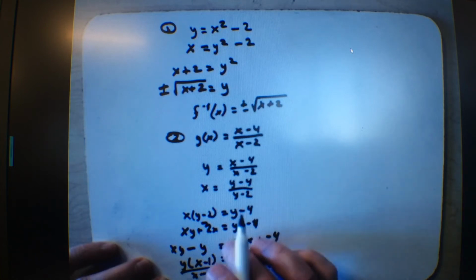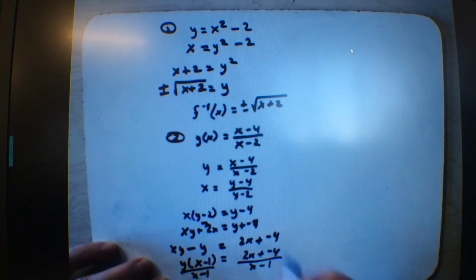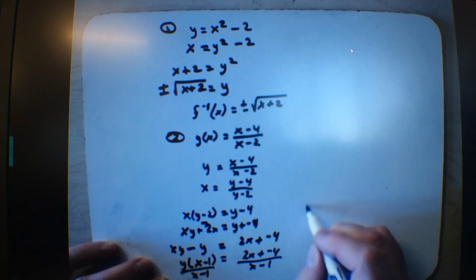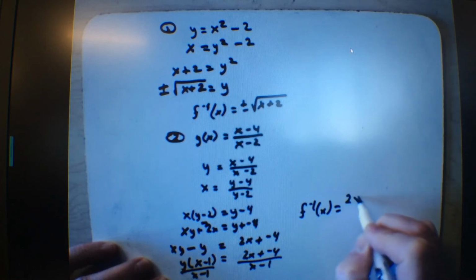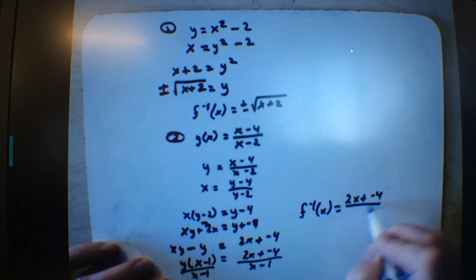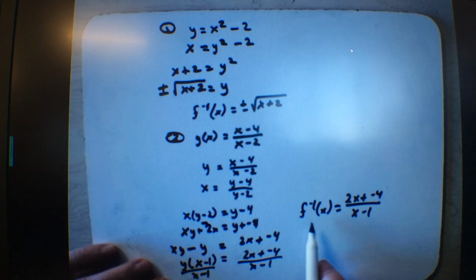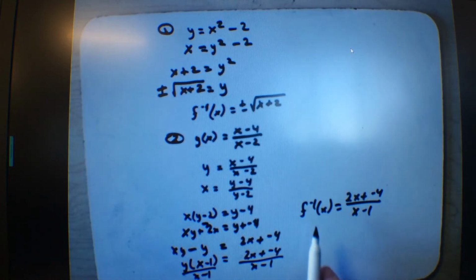Oh, when the 2x went over, it became positive. I'm sorry, guys. When that 2x became positive, correct? Alright. So then I get y equals, or excuse me, I'm just gonna write over here, f inverse of x equals 2x plus a negative 4 all over x minus 1. I would like you to replace this with inverse so we know that you're done with the inverse, okay? Any questions about that?